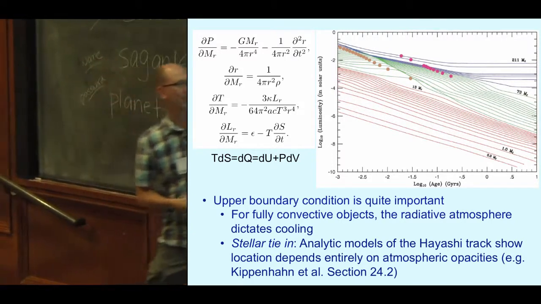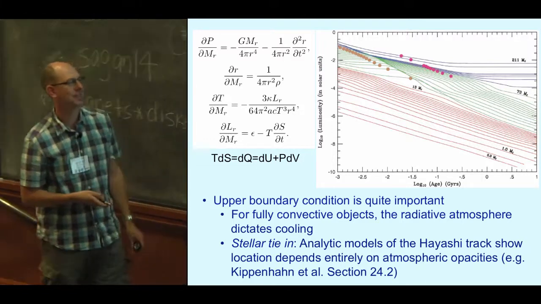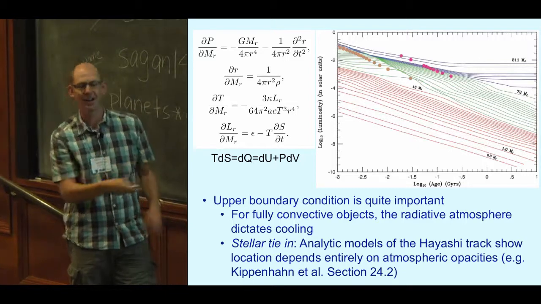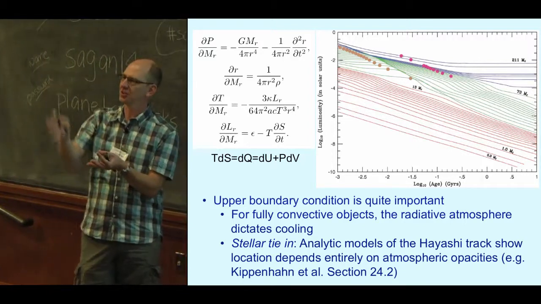There's a nice stellar tie-in, which I cover when I teach stellar structure to the grad students: if you look at the Hayashi track on an HR diagram, that's the region of phase space where fully convective stars sit.